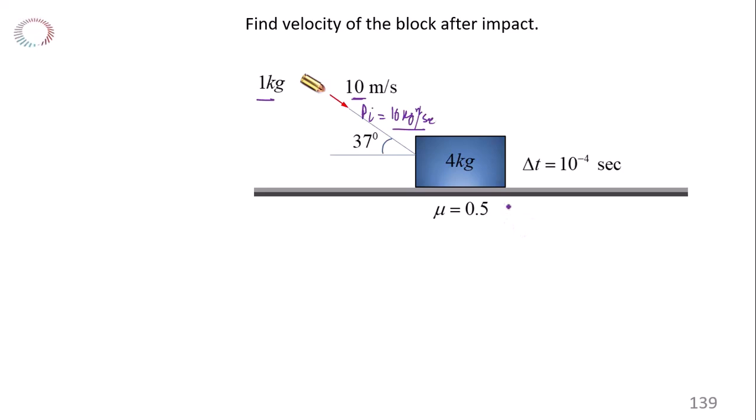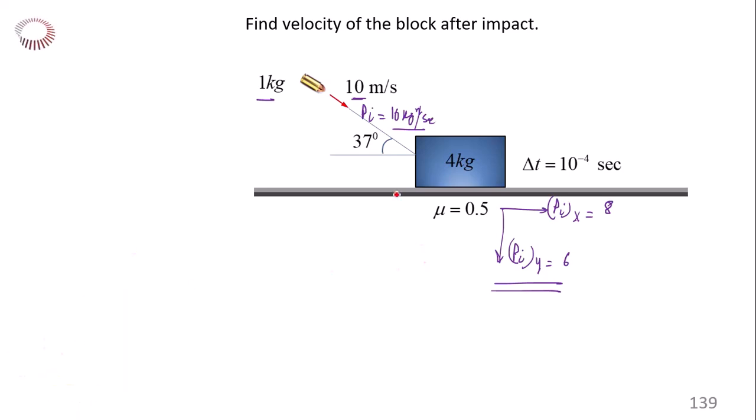Pi has two components. One is along X, so that Pi initial along X should be 8. Similarly, the initial momentum along Y is also there. That is 6, because now the bullet is hitting the block at some inclined angle.